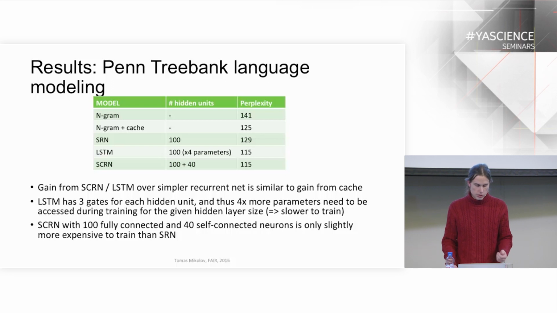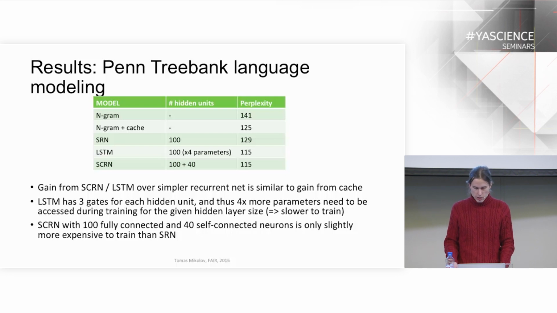And then there is the simple recurrent network with 100 hidden units. It's already better than Ngram, at 129 perplexity. Then if we use LSTM with the same size of the hidden layer, with the trick that each neuron in the LSTM layer actually has 4 times more parameters than the simple recurrent network because it has all these gates, then we get a similar gain as from the cache model, which is again about 10%. And from the structurally constrained recurrent network, we can get pretty much the same gain by having 40 of these slowly changing units.